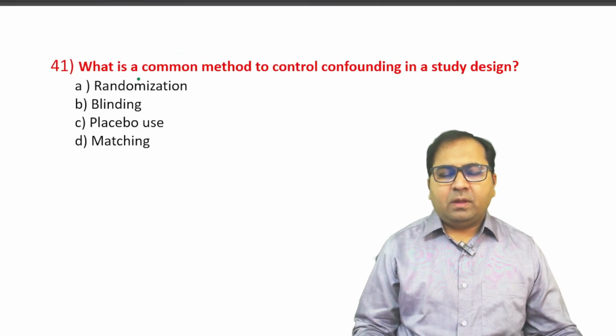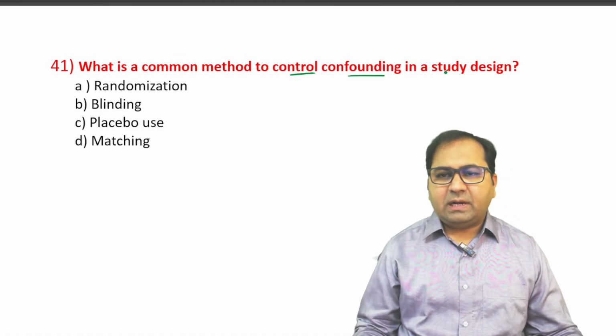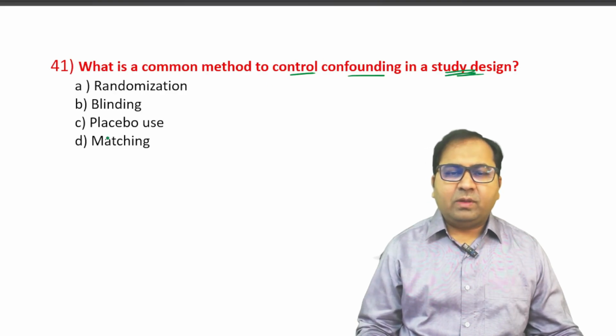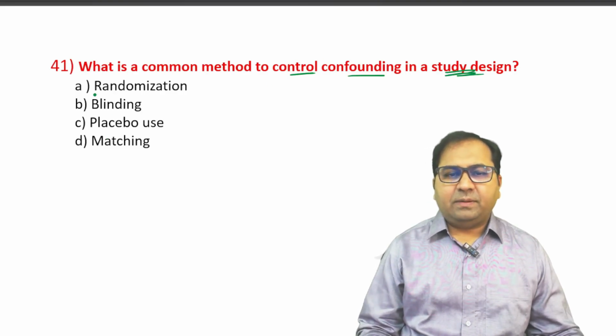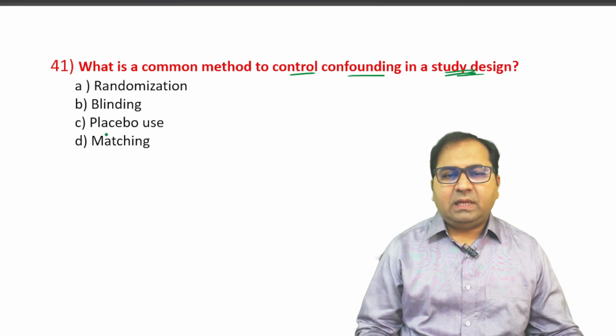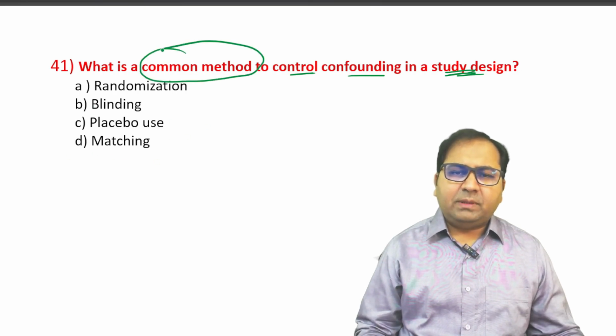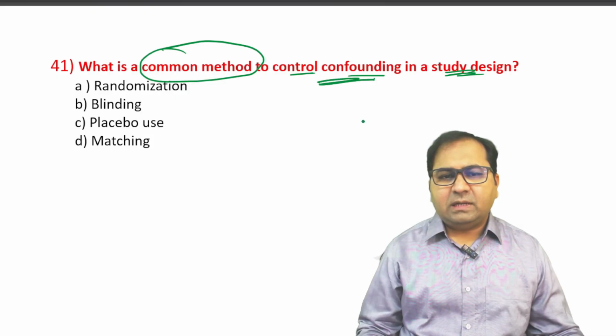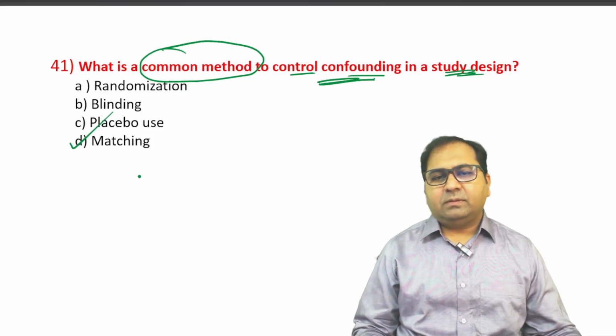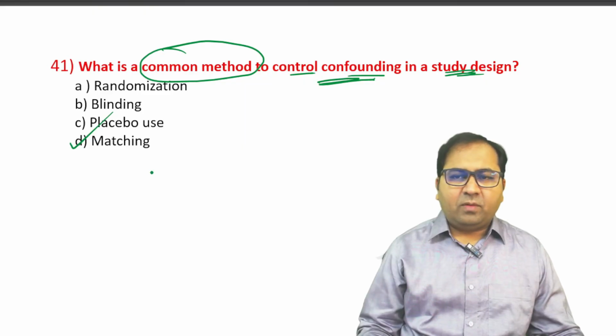Next question. What is the common method to control the confounding in a study design? How do you control confounding? Options are A. Randomization, B. Blinding, C. Placebo use, or D. Matching. Common method to control confounding in a study design is D. Matching. By matching you can control the confounding.